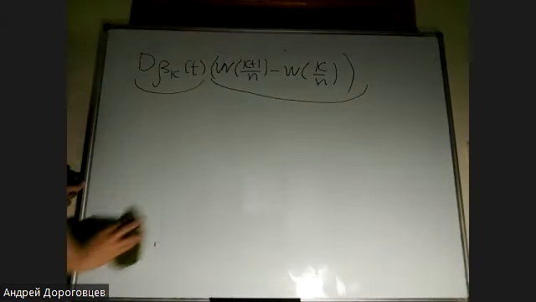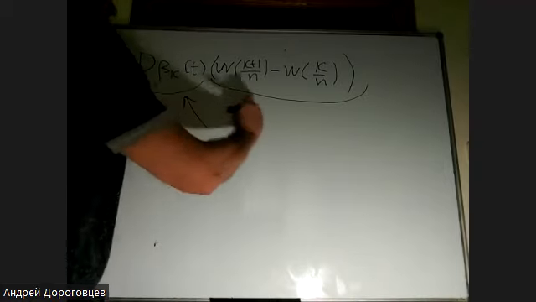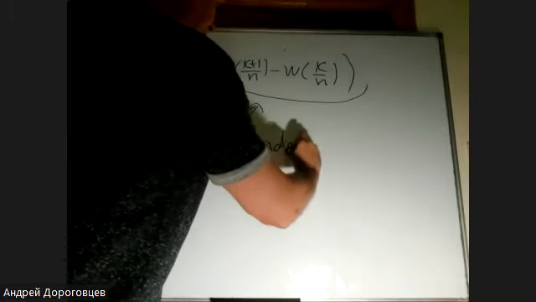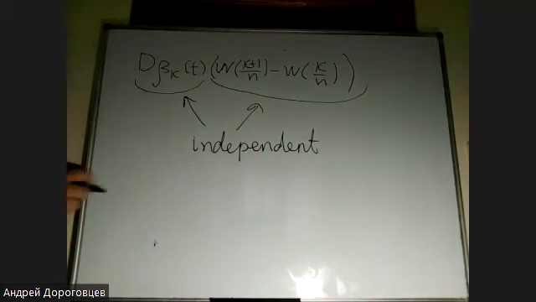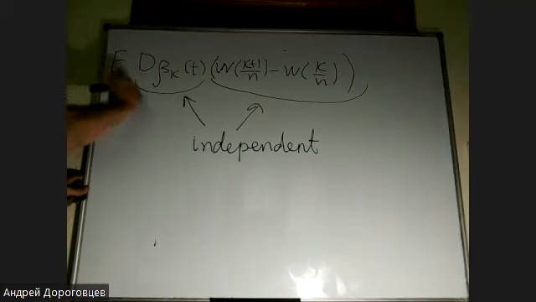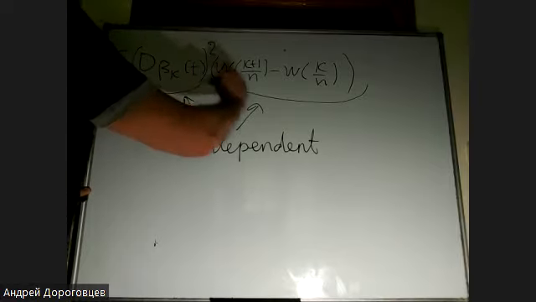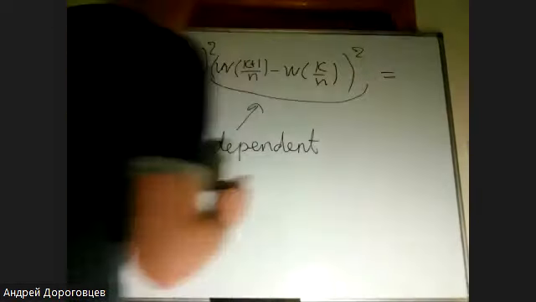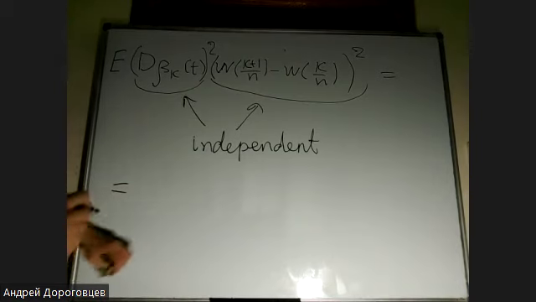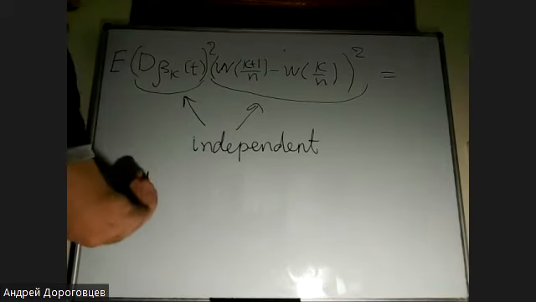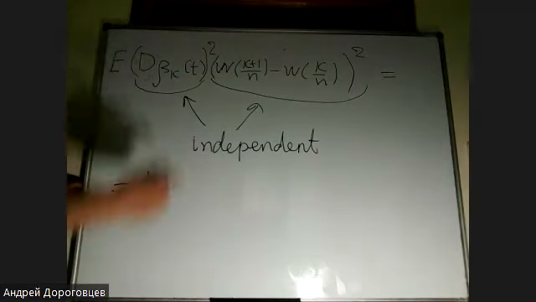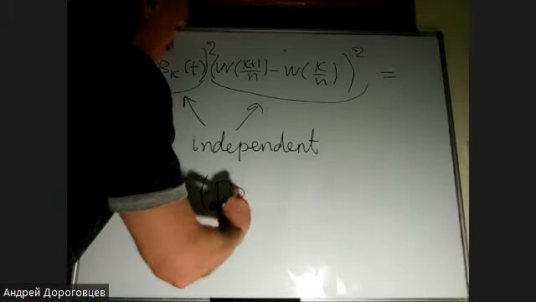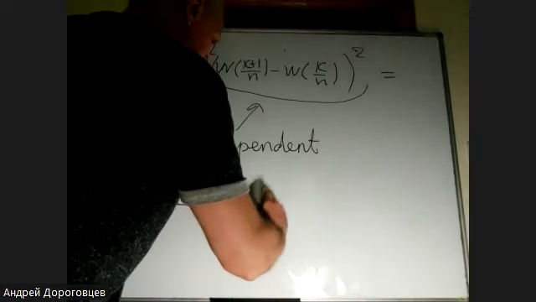Since they are independent, when I consider the expectation of the squares, and here is a square, I will get the product of the expectations. So I will get 1 over n, this is this square, and the expectation of d beta k t square.